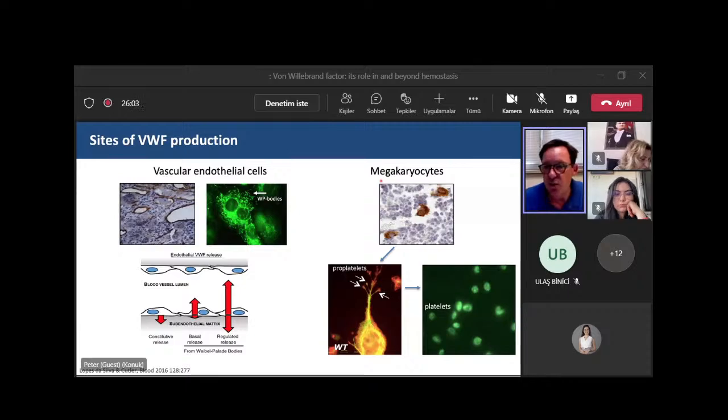Another source of VWF is in the megakaryocytes, in the bone marrow. You can see some megakaryocytes that are stained very brown, very intense for VWF. And via the formation of proplatelets, those little things that are here when you start to stimulate megakaryocytes, they end up in the platelets, and platelets stain positive for VWF.